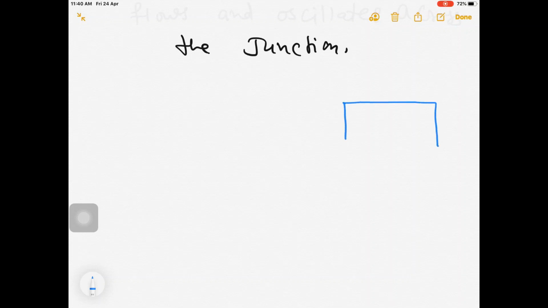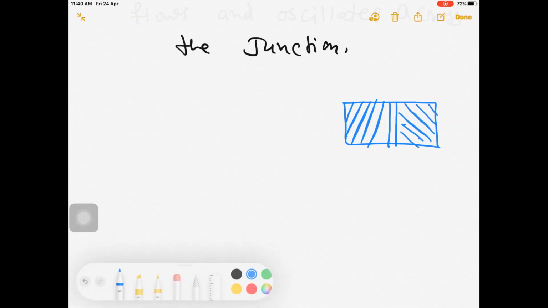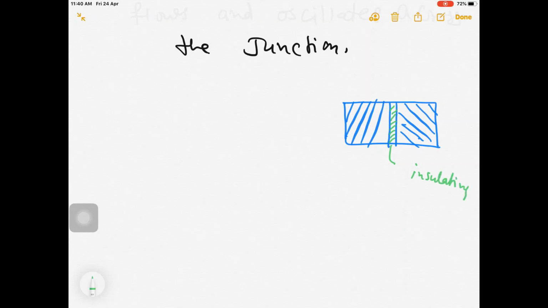Actually there are two superconductors which are separated by a thin layer of insulator. Okay, let me choose another color. So this green is the insulating layer, and these are superconductor 1 and superconductor 2, and the width of the insulating layer is from 10 angstrom to 20 angstrom, not more than this, otherwise there will be no Josephson effect.